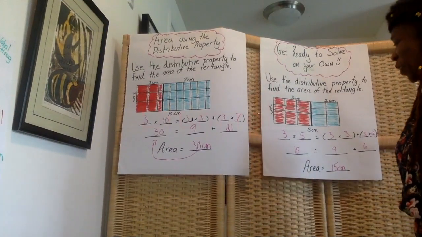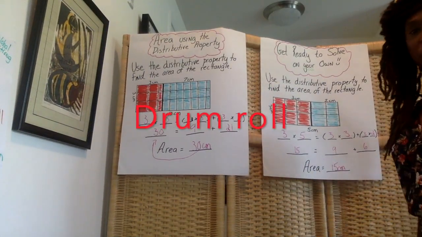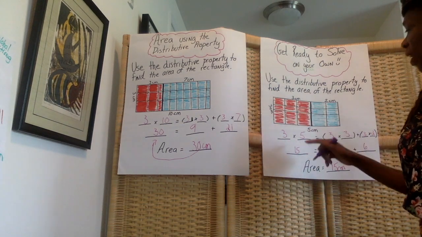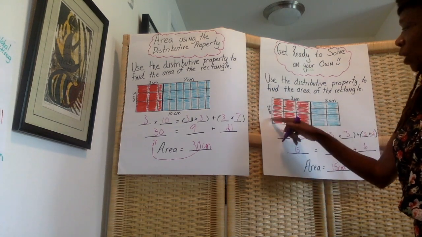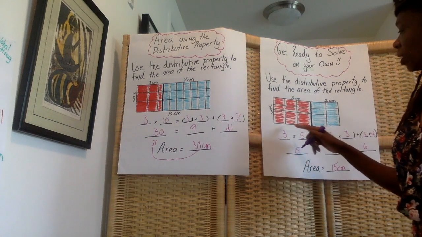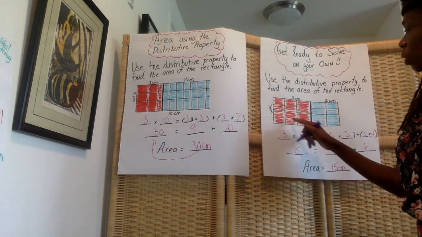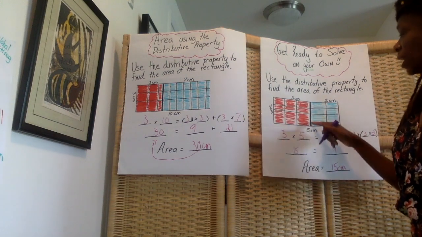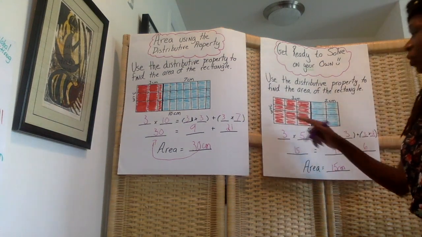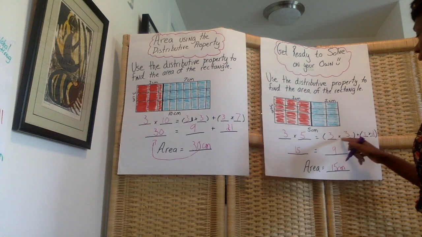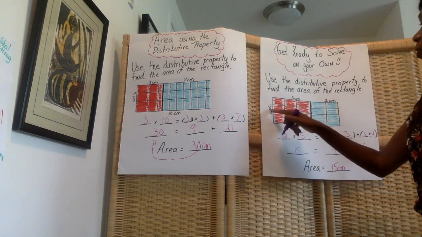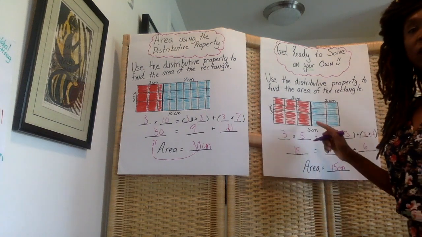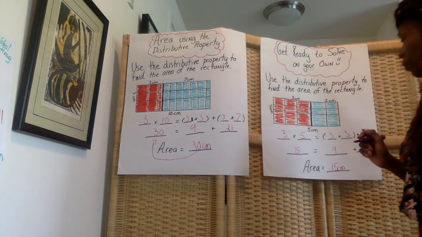How did you do? Did you get the same answer as me? Let's go over it. 3 times 5, the width going down, length going across. 1, 2, 3, 1, 2, 3, 4, 5. 3 times 5. I have my dark line right here. 3 times 3, and then 3 times 2. Once again, you can look at the colors to see how to separate it.